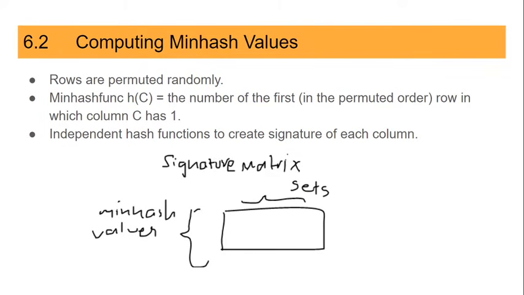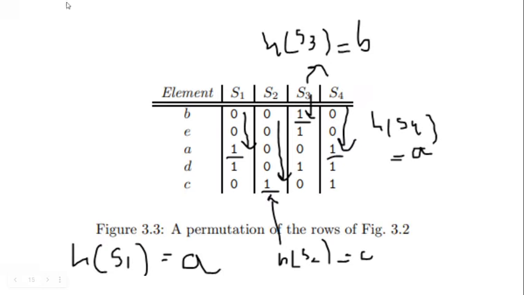So now what we actually want to come to is how we are going to compute the min hash values. The idea behind it is that the rows are permuted randomly, and we go from the top and keep looking for a 1. Wherever the first 1 in the column comes, we assign that element to the hash function of that column. There are many independent functions that we can use to create the signature for each column. And this is just a representation of how the signature matrix will actually look. So let's discuss this with the help of an example.